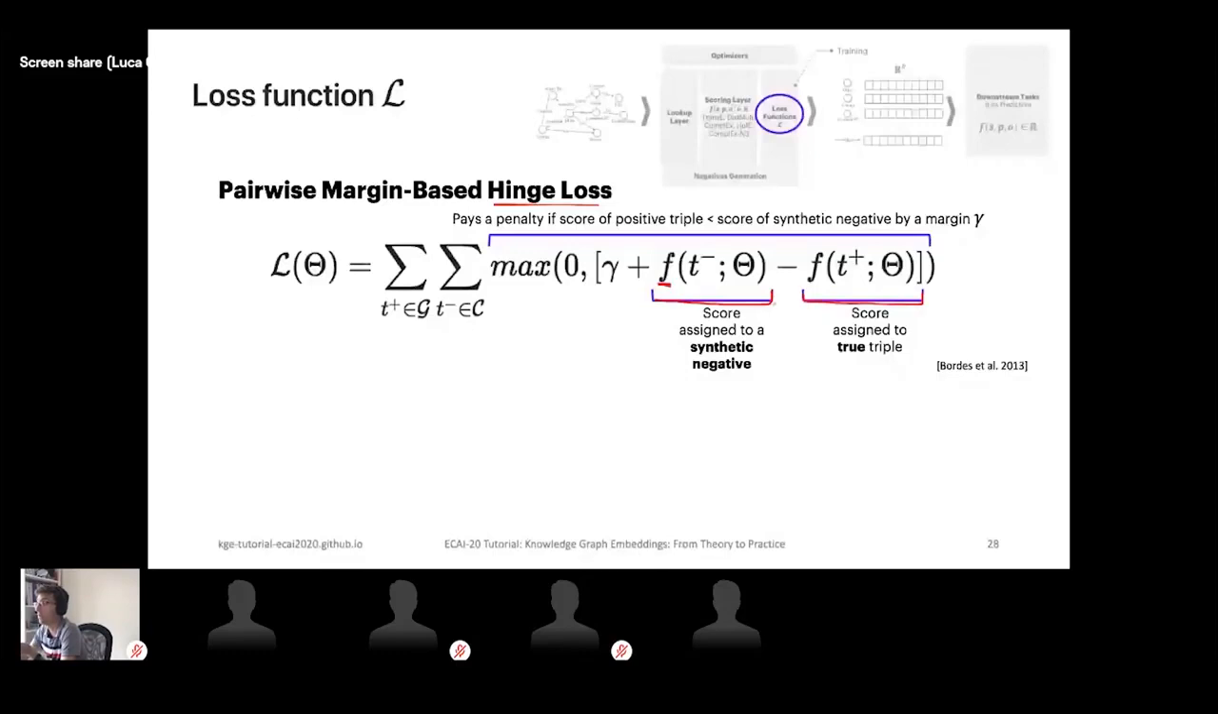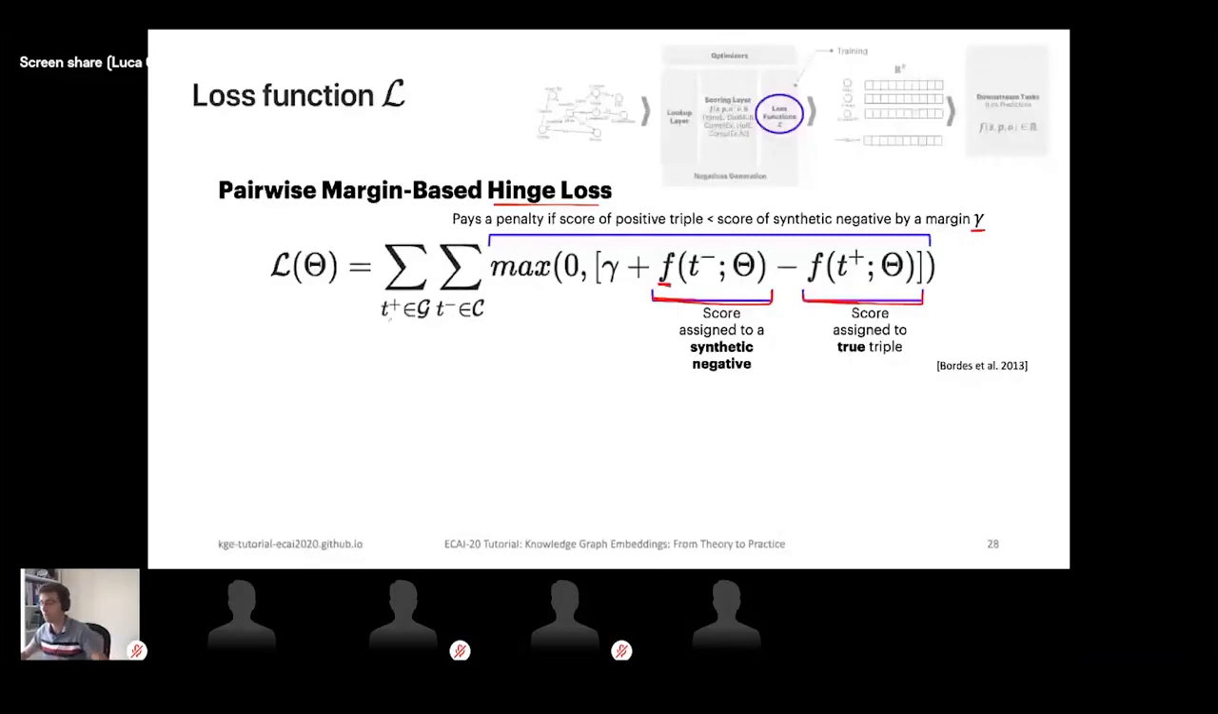This is a hyperparameter, right? So in a nutshell, I want the model to be able to tell positives from negatives, by assigning a score to a positive which is at least gamma different from the score associated to a negative, just to guarantee that the model is able to tell false facts from true facts, right? And what I've just described in plain English is implemented in this equation here, right?